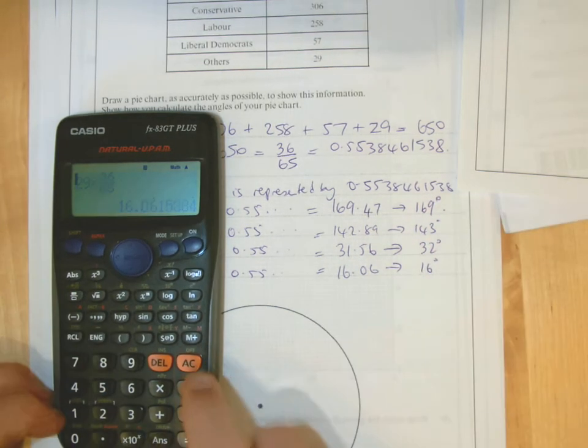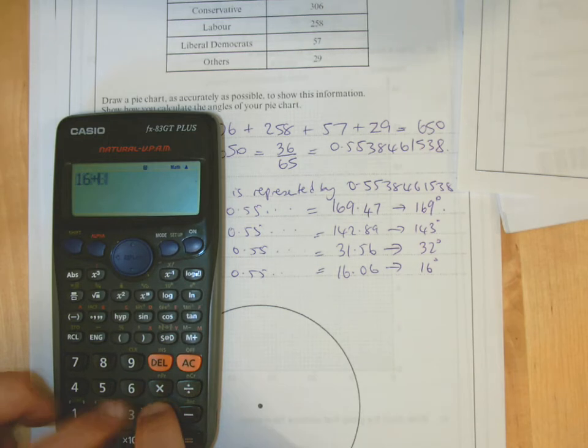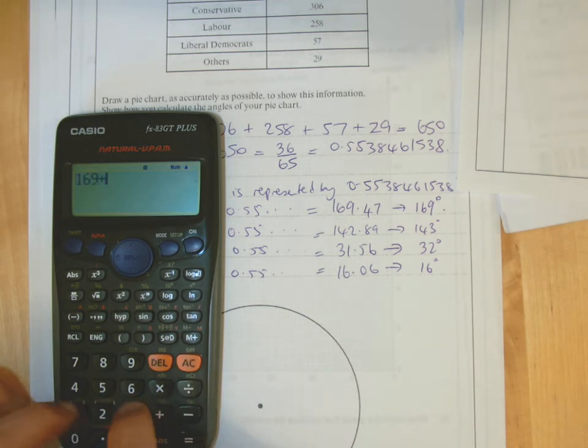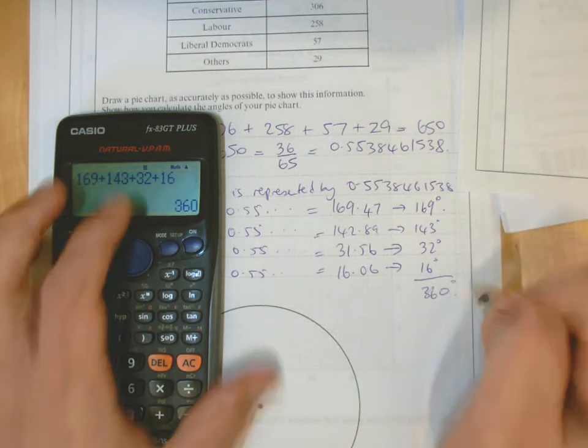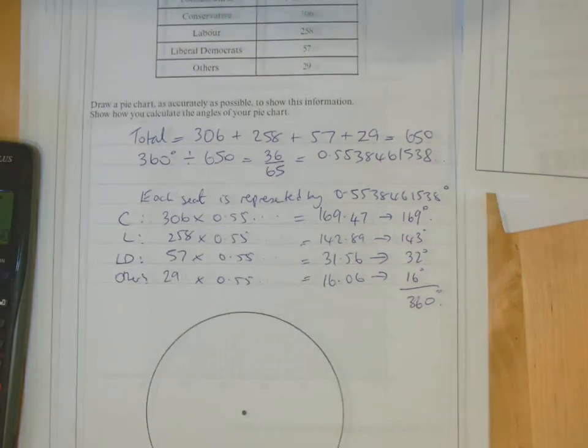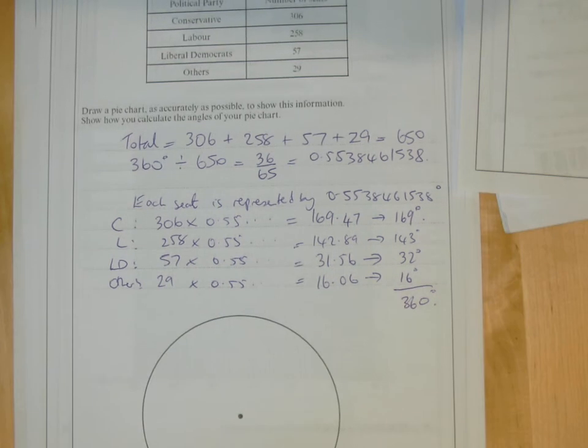Now, what you sort of check is if these do add up to 360. Let's just add them. Oh, typed that in wrong. Yeah, that's good. So they add up to 360. Good stuff. And we've rounded it to as accurate as possible.